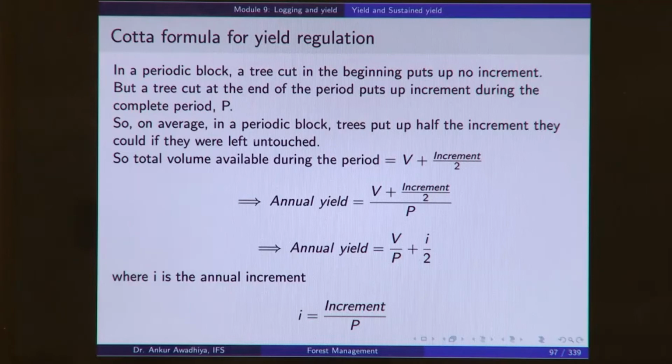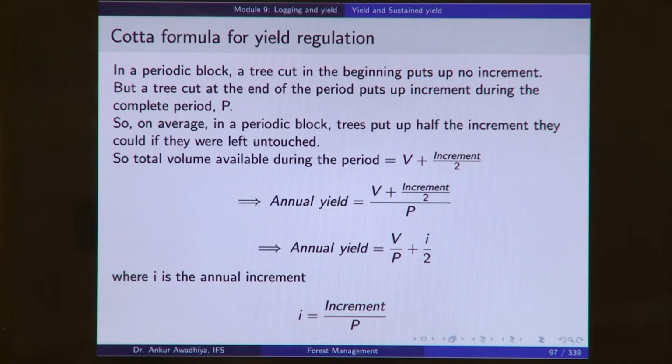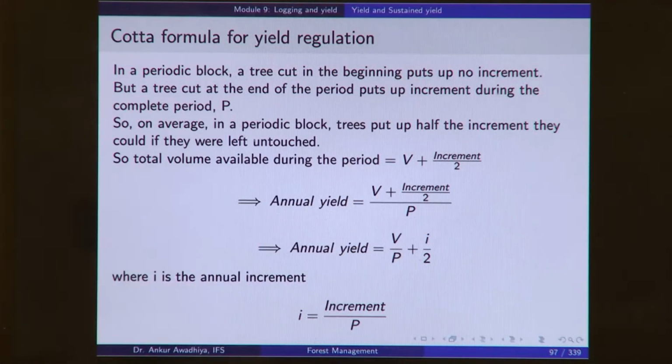Next we have the quota formula, and the quota formula says that the annual yield is equal to the volume, or the growing stock, divided by the number of years in the periodic block, plus I by 2, where I is the annual increment.